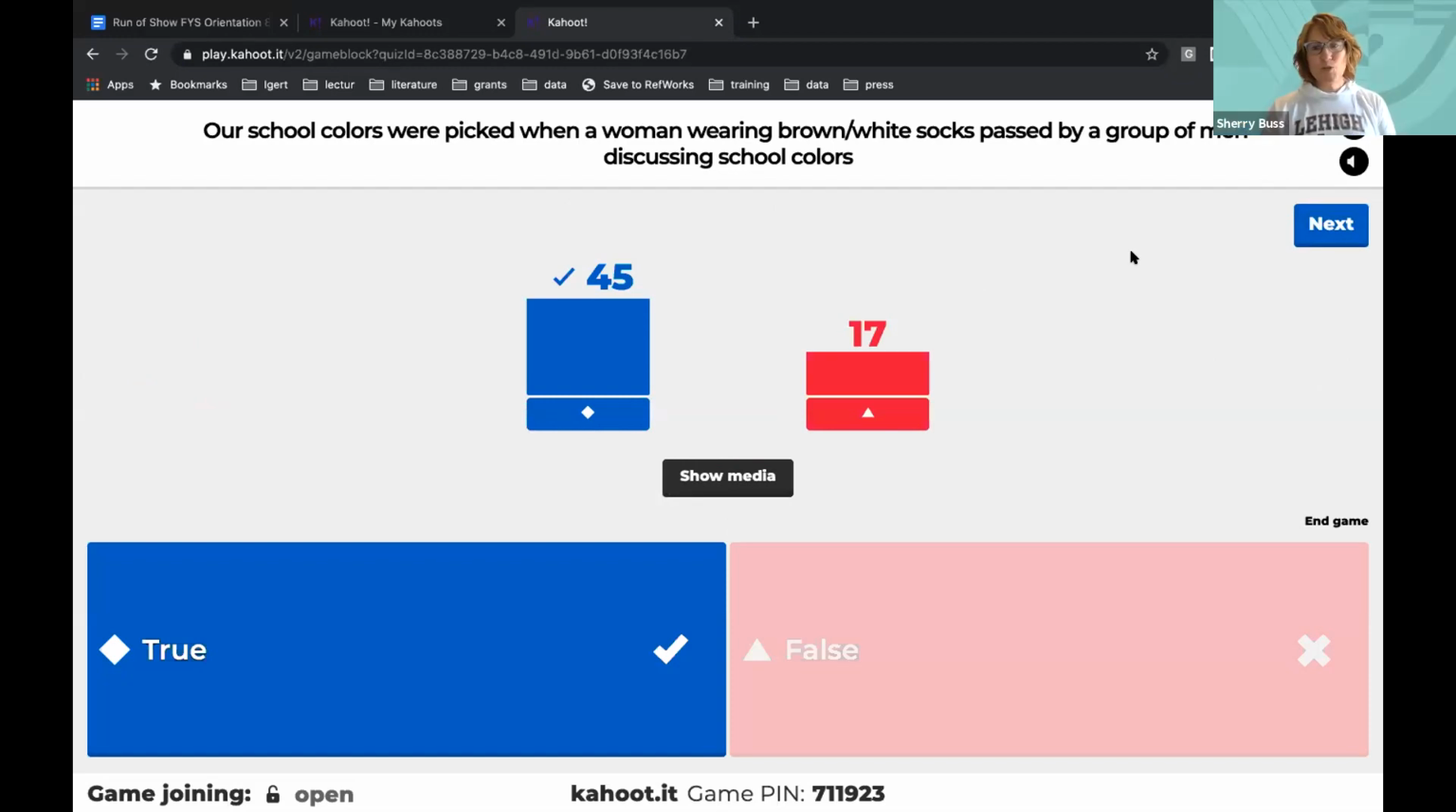And that is true. For those of you who don't know, Lehigh was an all-male school originally until it accepted women students in the 1970s. But women did have a foothold in establishing the school colors based on the socks that they were wearing.